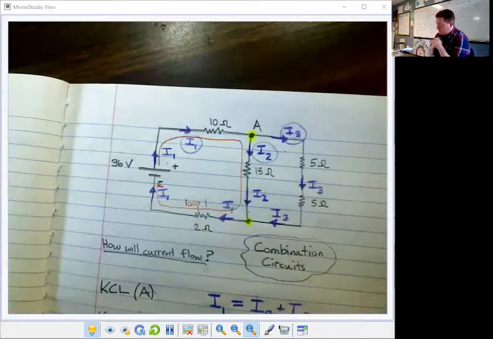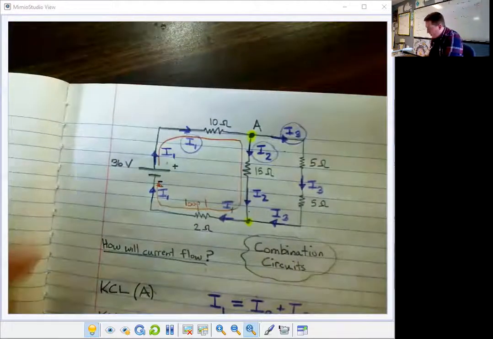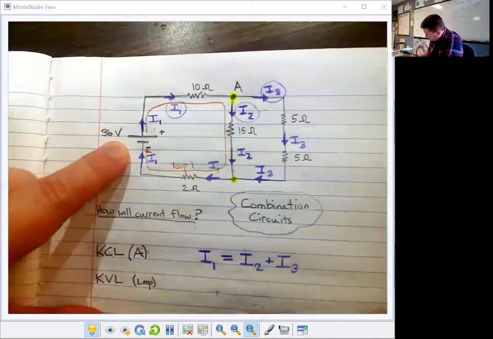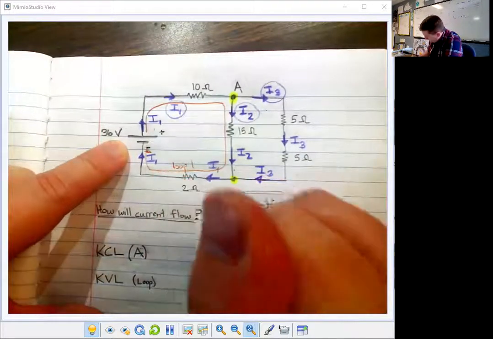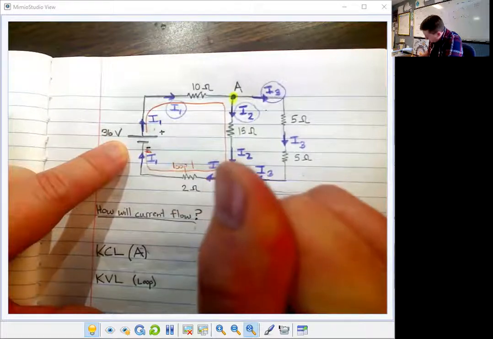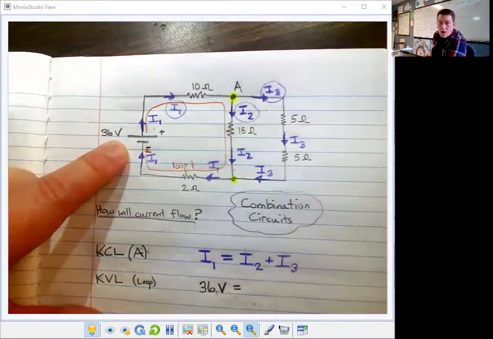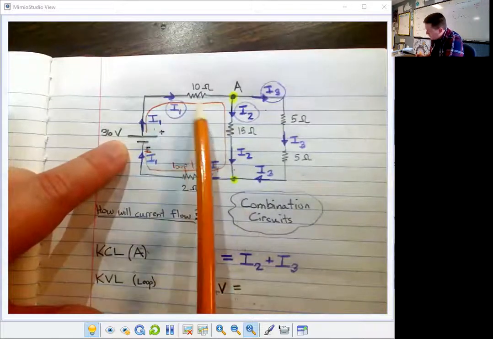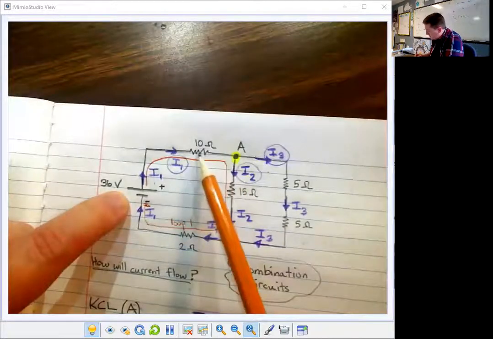Okay, so the battery voltage is 36 volts. Okay, that's all of the batteries on this loop. The first voltage drop is at this resistor.